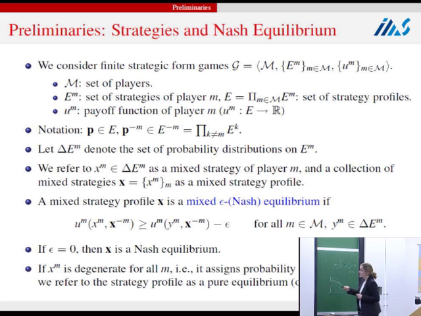Our notation for pure strategy profiles is p. And p minus m is, as usual, the strategies of all the other players other than m. Delta Em will denote the set of probability distributions on Em. And elements of that are mixed strategies for player m. And we will call a collection of mixed strategies a mixed strategy profile.